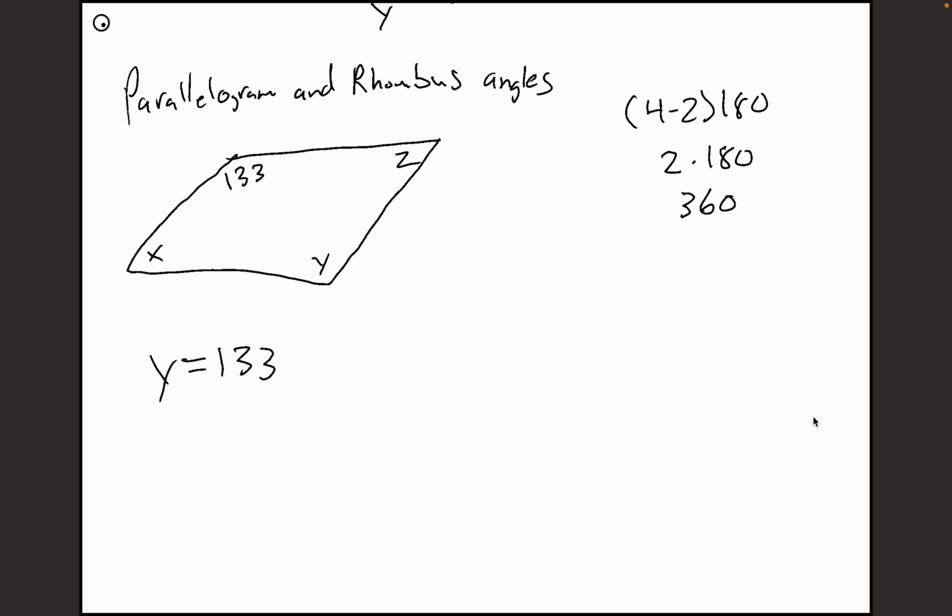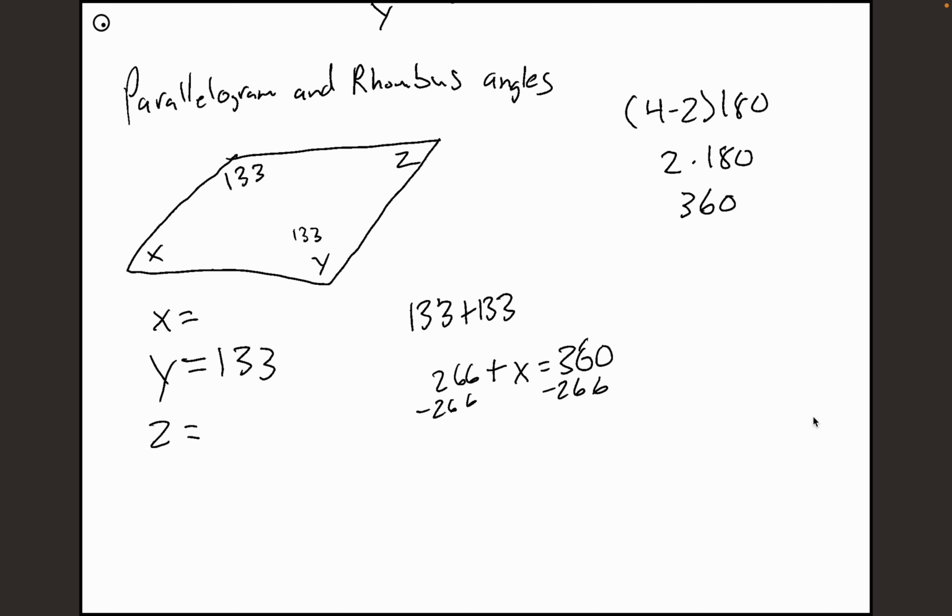Okay. Now there's two ways that we can approach this. I'm going to tell you the hard way first. Well, if y is 133, what can we say about x and z? They're also congruent. The hard way we can do this is 133 plus 133, and what's that? So 266. And we could say that plus x equals 360.